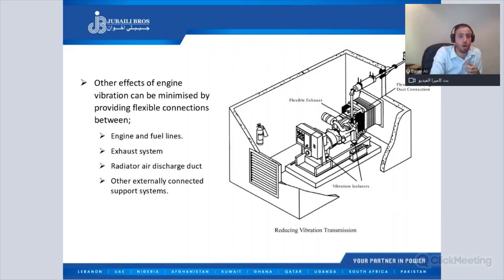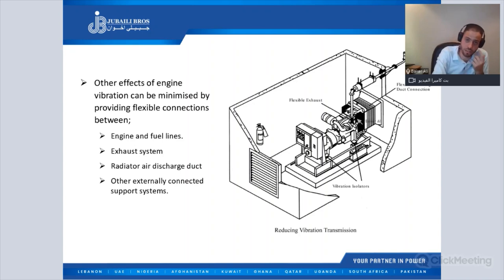There are also other effects of engine vibration, which can be minimized by providing flexible connections between the engine and the fuel lines. For example, this is the engine, and we are connecting steel pipes to the fuel tank. Between the engine and the fuel lines, we must connect flexible pipes to avoid any vibration transmission from the engine to the steel fuel lines and to avoid any damage in these lines.